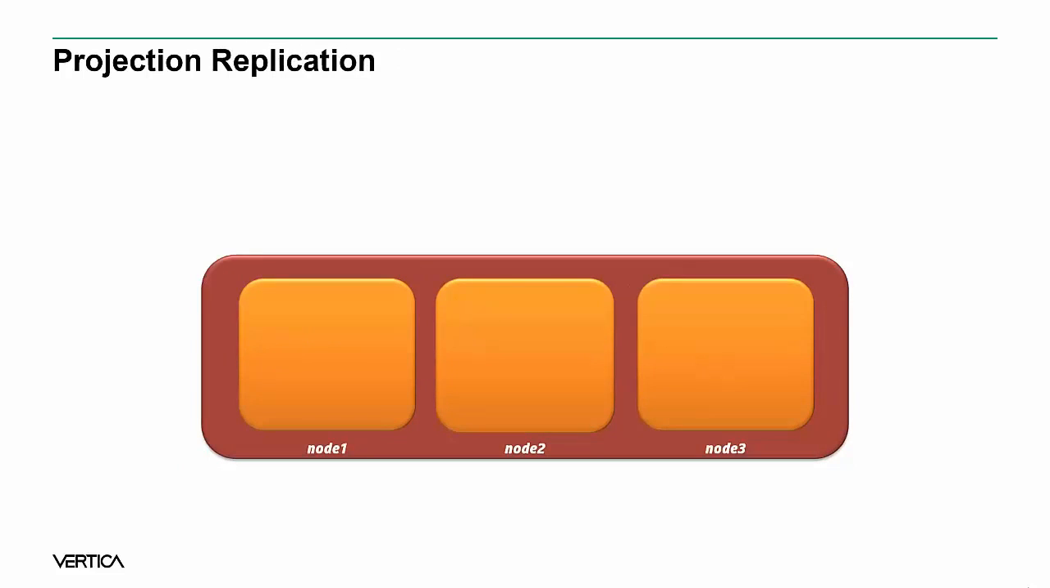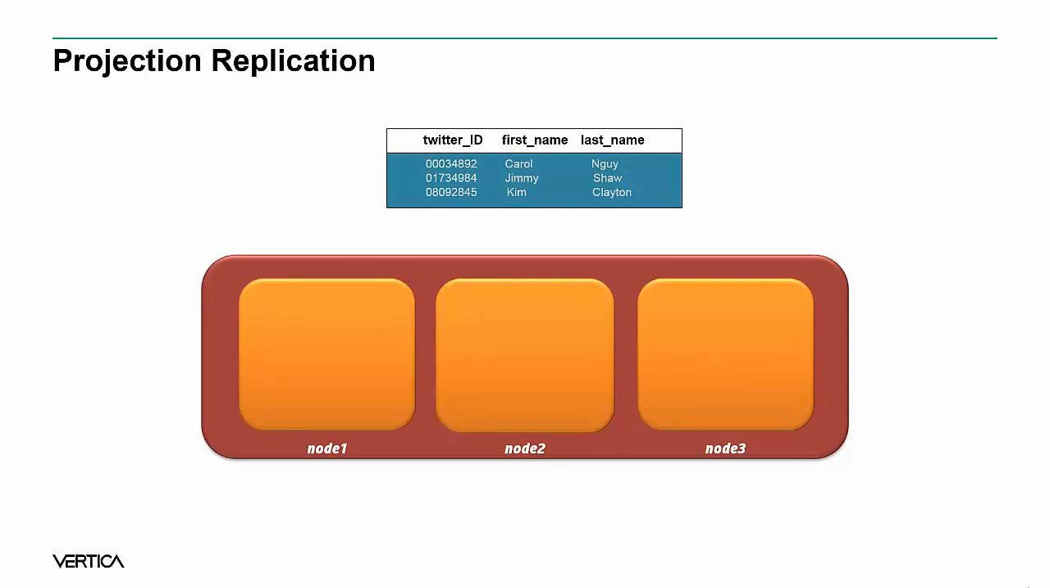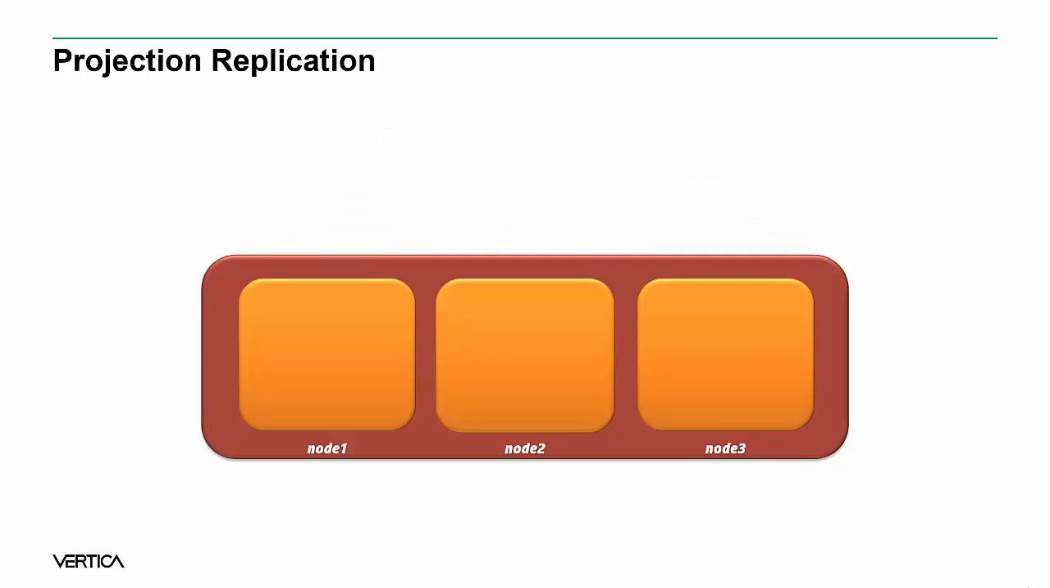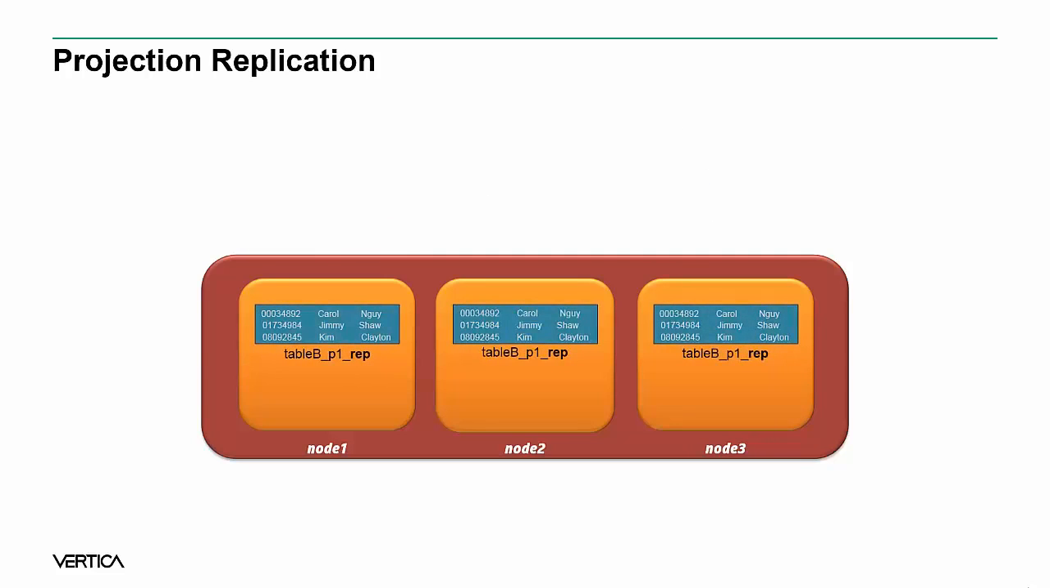However, if you have small dimension tables, it may not pay to segment that data across the nodes. In that case, Vertica will simply make a copy of that data, that is, replicate it on each of the nodes.